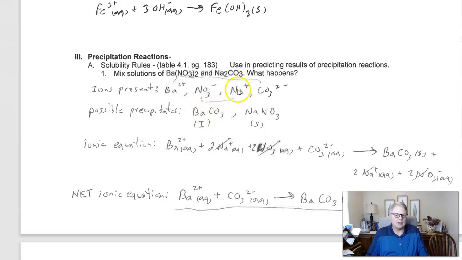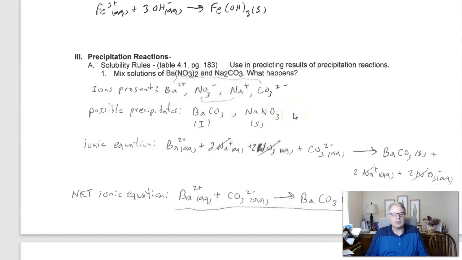Sodium and nitrate. Sodium's +1, nitrate's -1. What's the smallest number of these I could put together and get something that adds up to 0? Well, one of these and one of these, and so the formula for sodium nitrate is NaNO3. So you've got to know your polyatomic ions. If you don't know your polyatomic ions, you're not going to be able to write formulas. It's kind of important.